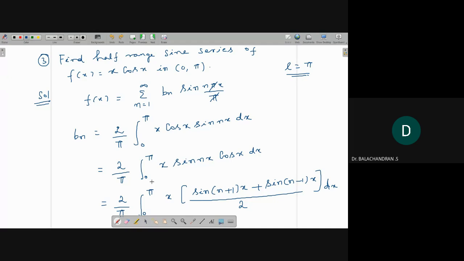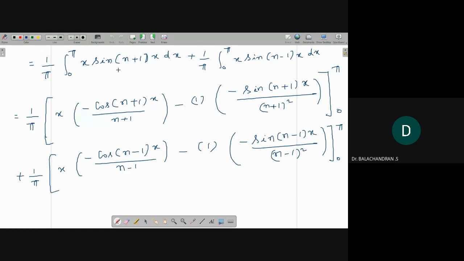So 2 by pi integration from 0 to pi. First I will write sine nx and then cos x into dx. So this is 2 sine a cos b, that is sine of a plus b plus sine of a minus b, divided by 2. We can cancel this 2 and 2. Next step, I split into two integrals. One is 1 by pi integral 0 to pi x into sine (n plus 1) x into dx. The other one is 1 by pi integral 0 to pi x into sine (n minus 1) x into dx. So there are two integrals.